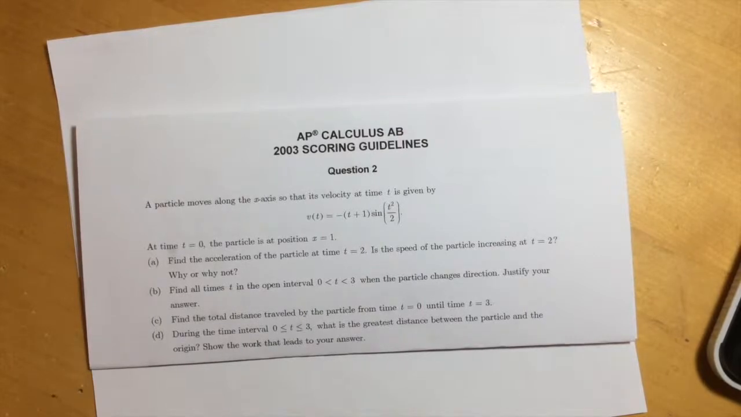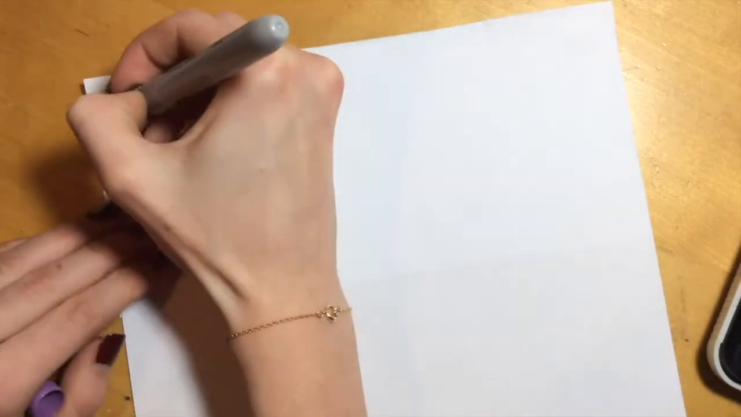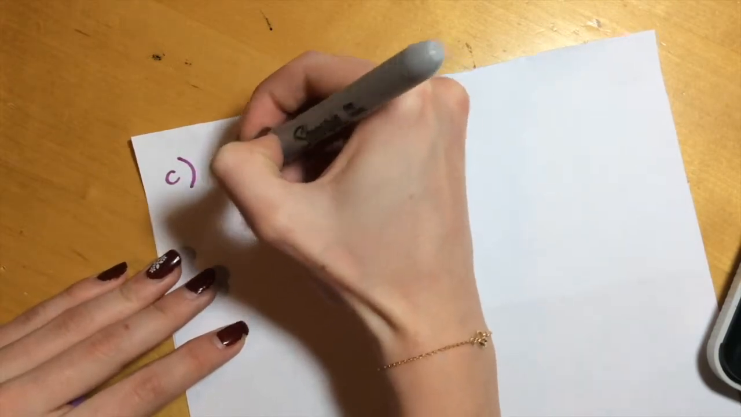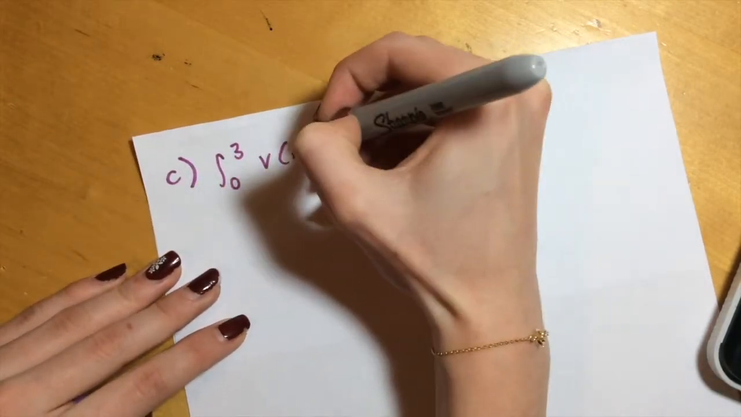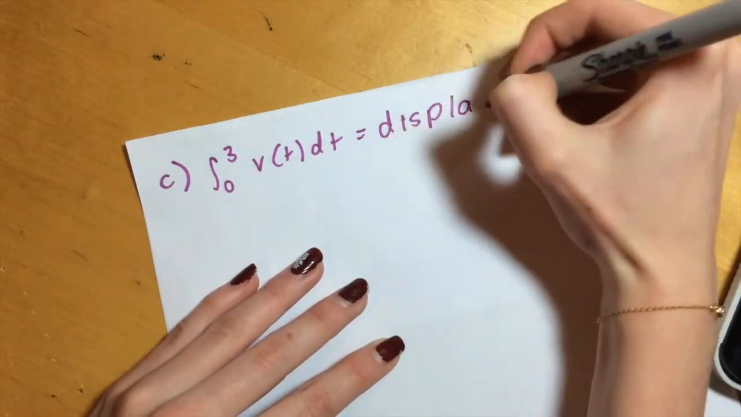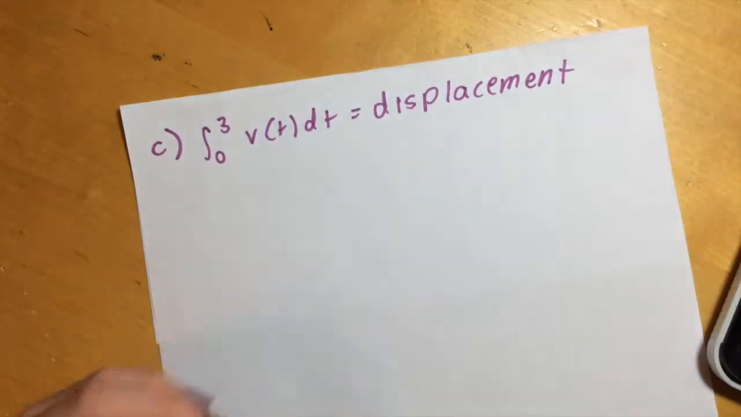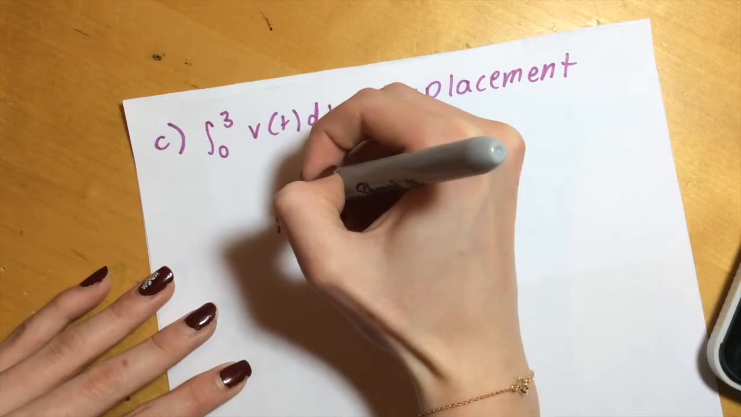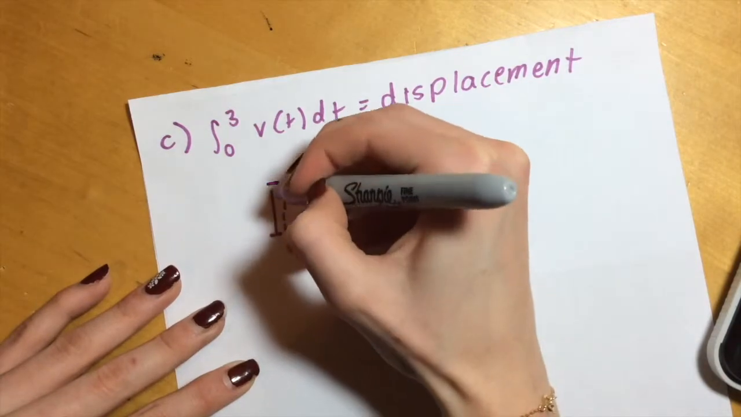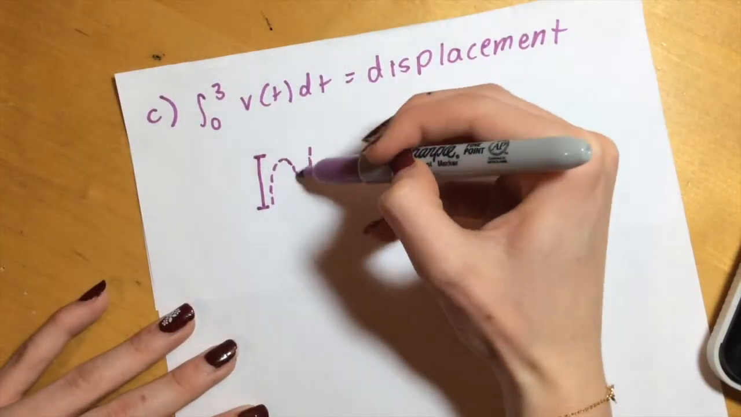Part C asks to find the total distance traveled by the particle from time t equals 0 until time t equals 3. So we know that the displacement is the integral of the velocity function. But we need to be careful because if we do the integral from 0 to 3 of v of t dt, we are only going to get the displacement, not the distance traveled. For example, if a particle travels in this motion, this integral here will find this displacement from here to here. And we need to find the total distance it traveled.